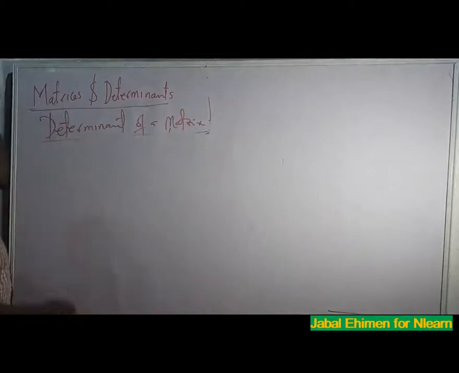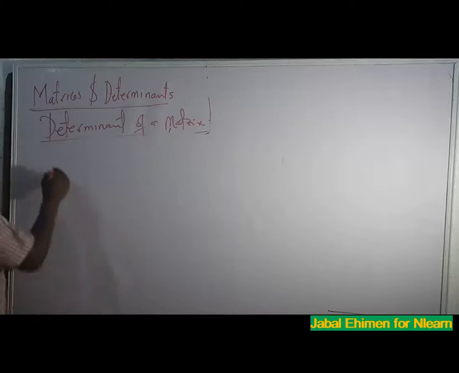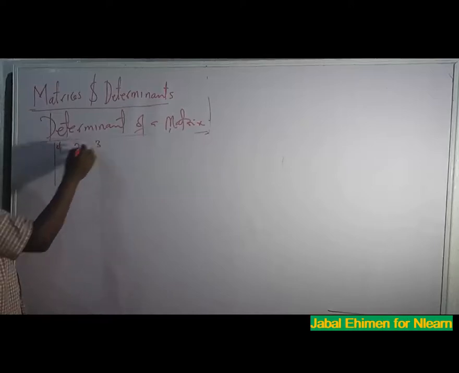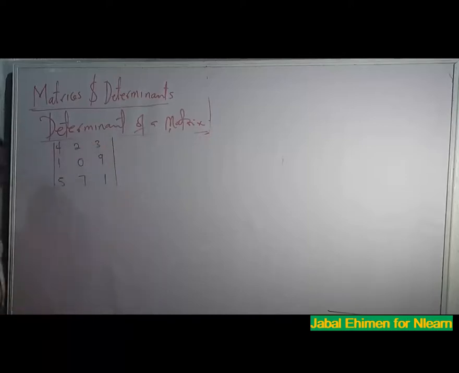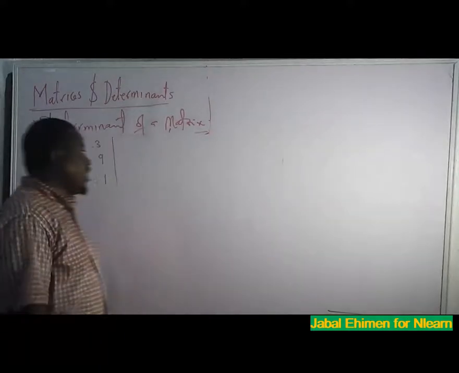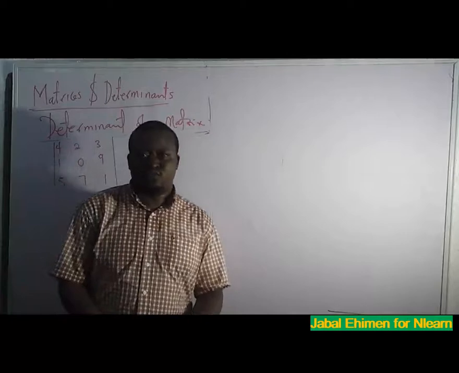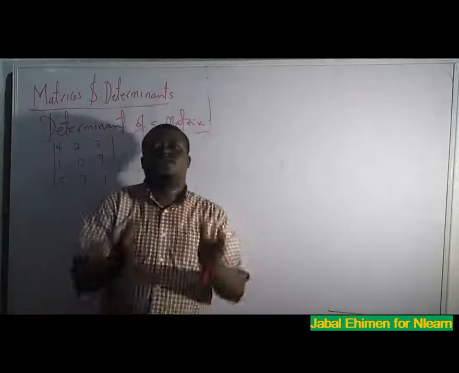Now look at it. For example, if I have a problem of this nature, where I'm given a matrix, the determinant of 4, 2, 3, 1, 0, 9, 5, 7, 1. I have this. What I need to do is to apply Sarrus' rule, or you can call it the Sarrus rule.